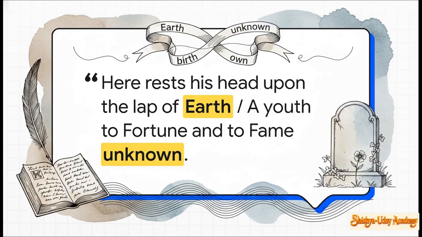Gray's masterpiece here is literally your textbook example of the 18th century elegiac stanza. You can clearly hear that steady ABAB iambic pentameter rhythm. Earth rhymes with birth, unknown with own. It's incredibly formal, perfectly structured, and deeply reflective.